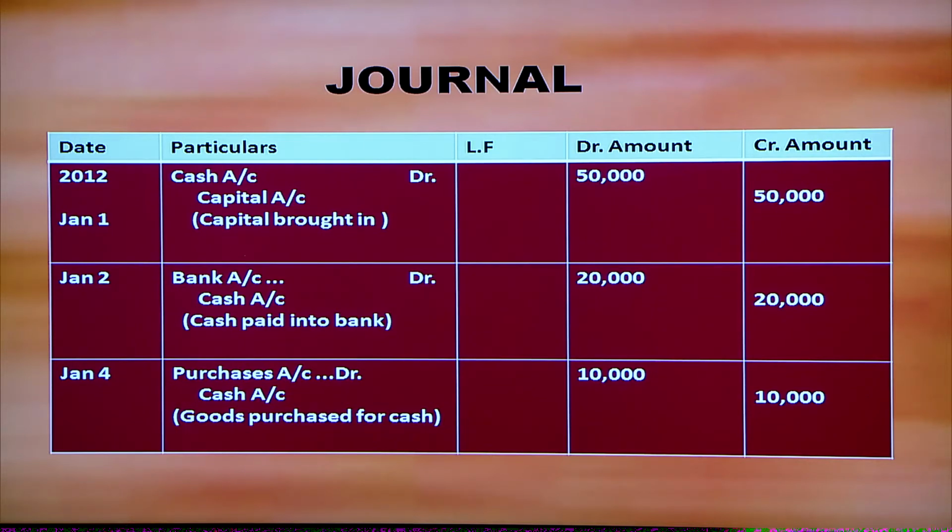We will write the narration after writing the account to be debited and account to be credited. Narration here is capital brought in. Amount in the debit amount column and in the credit amount column. Second entry, we will write date in the date column. Then account to be debited is bank account. Account to be credited is cash account. Cash paid into bank. Bank account debit to cash. Amount 20,000 in the debit column and 20,000 in the credit column.